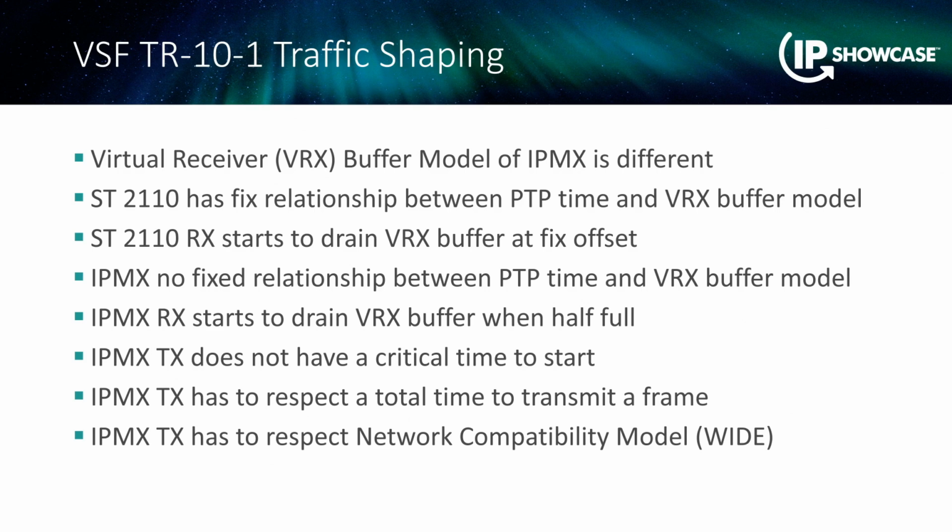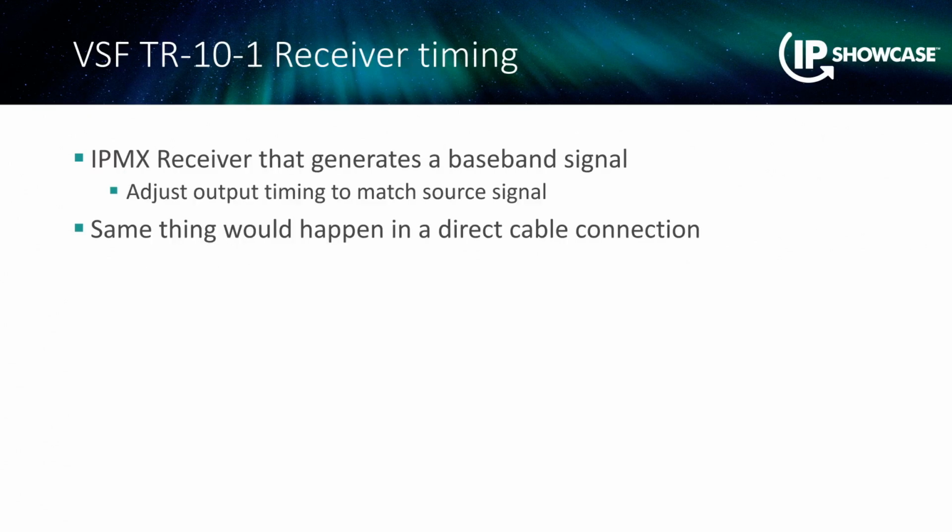So the transmitter has to respect that total time to transmit the frame, but it still has to respect what we call the network compatibility model of 2110, which is there to ensure that devices don't burst a whole bunch of packets and overwhelm the switch. There's a parameter that controls that, and IPMX uses the Wide sender value for the network compatibility model.